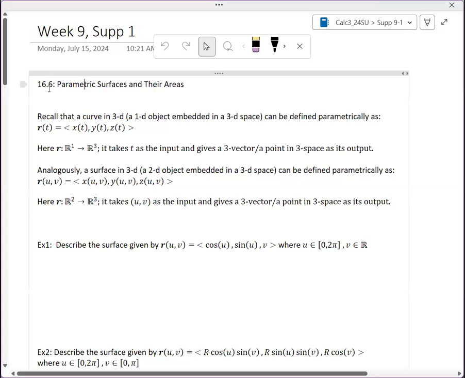Hey everybody, this is the supplement for week 9 on section 16.6, parametric surfaces and their surface areas.